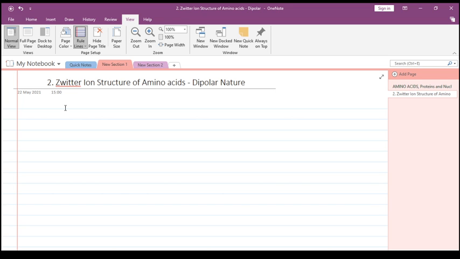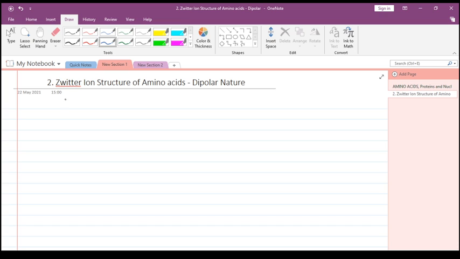Now we know the general formula of amino acids, all of us know that: NH2 CH2 C double bond O OH. They contain both an acid group and a basic group.